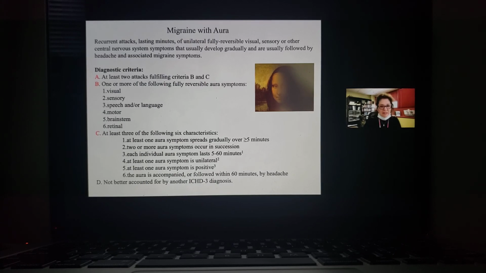And everything else pretty much is consistent with what I said before. They still have the nausea, the vomiting, a very severe headache. It lasts up to 72 hours based on the international classification.